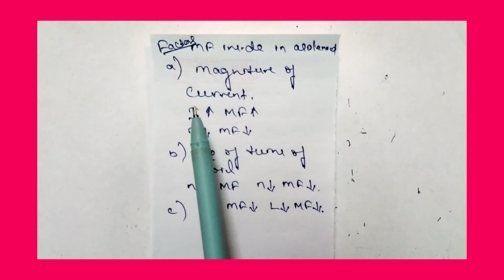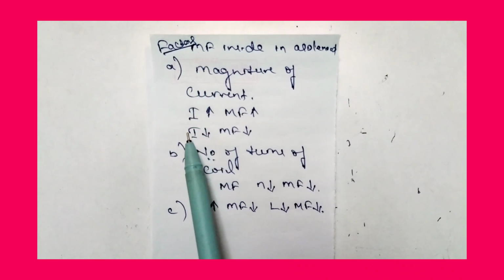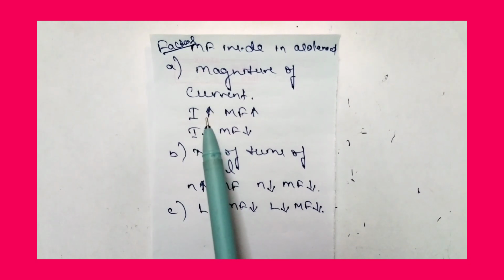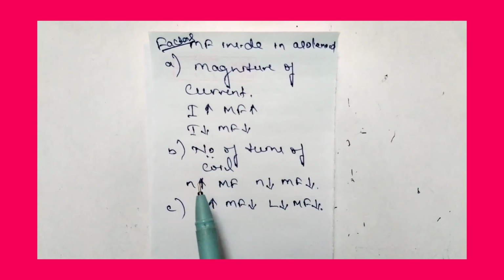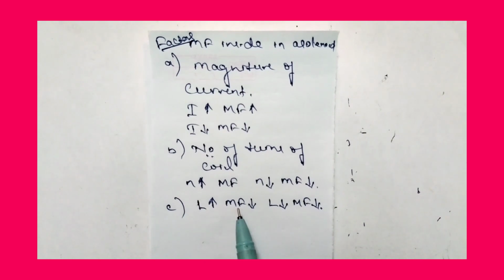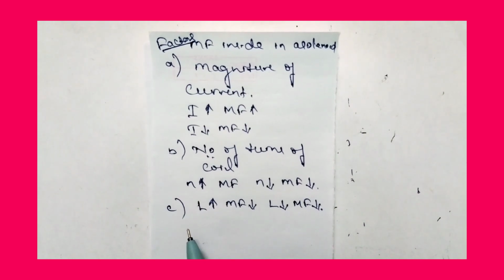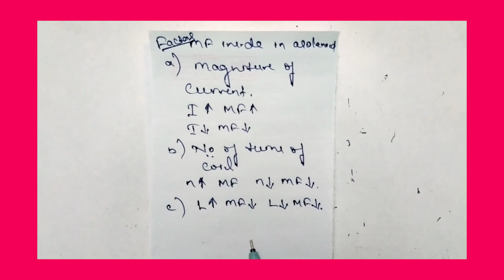It depends upon the magnitude of current. The more the current, the more the strength of the magnetic field. The less the current, the less the strength of the magnetic field. Then it depends upon the number of turns of the coil. As you increase the number of turns, there will be more magnetic field strength. As you decrease the number of turns of the coil, the magnetic field strength will decrease.